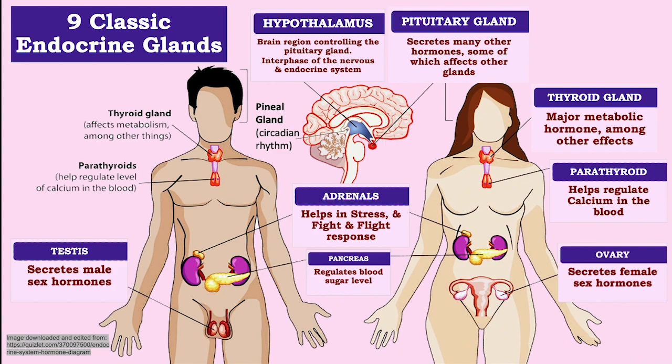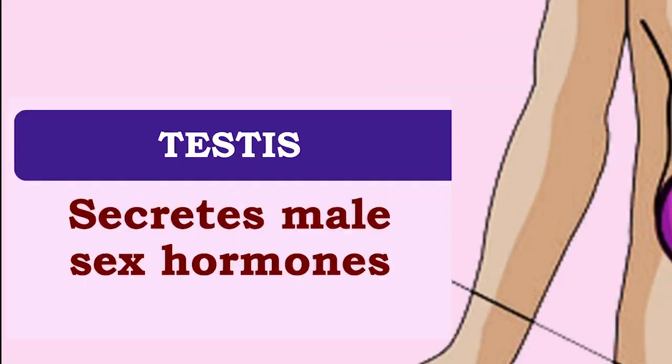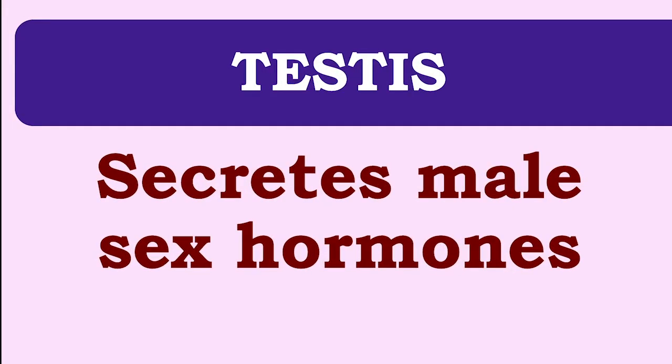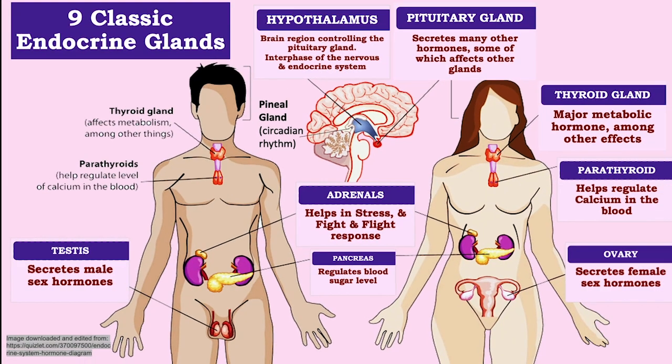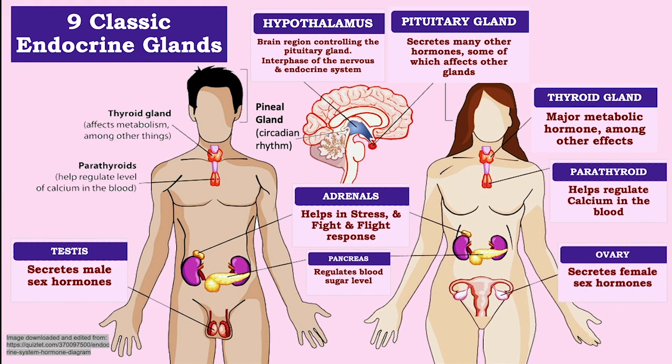And we have the pancreas, whose major endocrine function, to be specific, is regulation of blood sugar levels. Then we have the testes, whose major endocrine function is to secrete male sex hormones, specifically testosterone, and the ovary, which ang major function is to release female sex hormones such as estrogen and progesterone. Then yung pineal gland is for the regulation of circadian rhythm and the sleep-wake pattern. Okay?